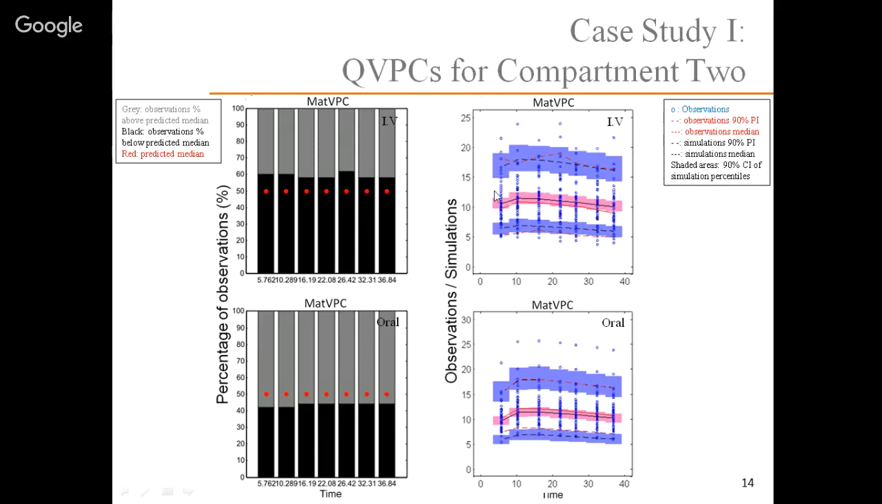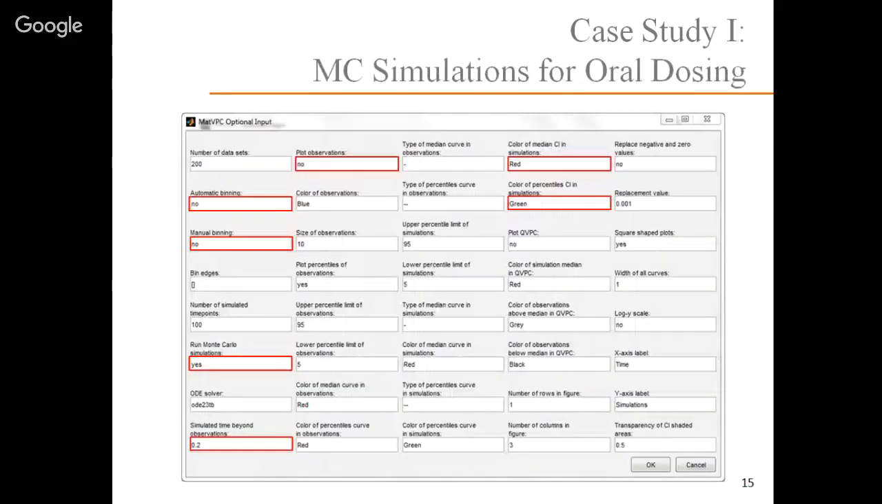And if you look here, you will see that the black line, or the simulations in the VPC plot, is higher than the red line, or the observations, and that's why the gray area here is shorter than the black area. On the other hand, in the second plot, the red line is on top of the black line, and therefore we see that the gray area here, or the percentage of observations above the predicted median, is larger than the percentage of observations below the predicted median. So again, QVPC is another way for one to evaluate their models.